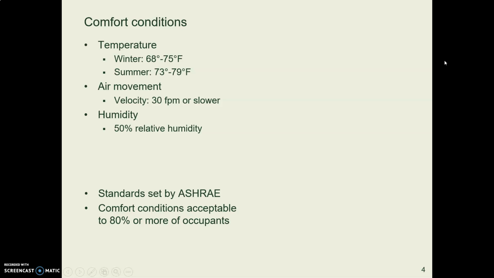Here in the Western Hemisphere, humans typically think of these as the set points for the comfort range, and these set points are standardized by ASHRAE. So in winter we like our thermostat set here, and in summer we like our thermostat set here. We want the air not to be blowing too fast, and we want a medium amount of humidity, not too dry, not too muggy.